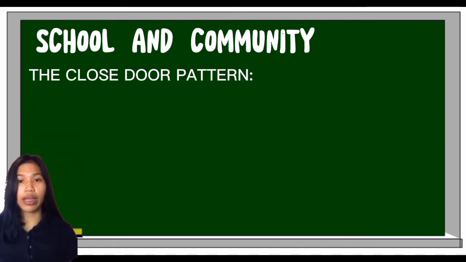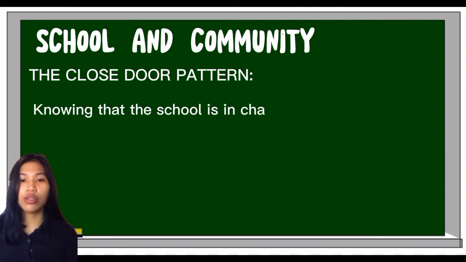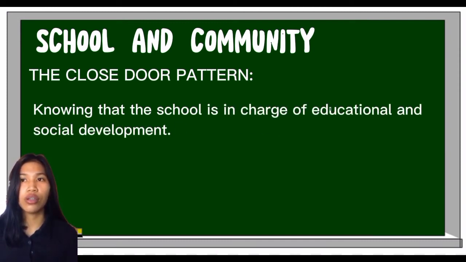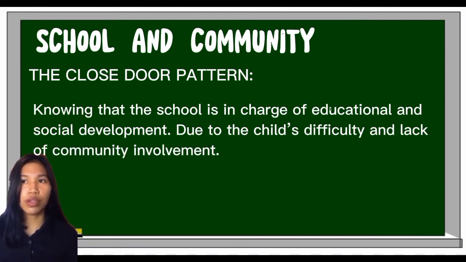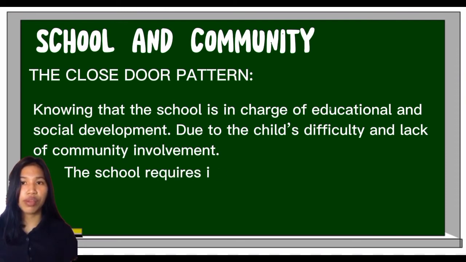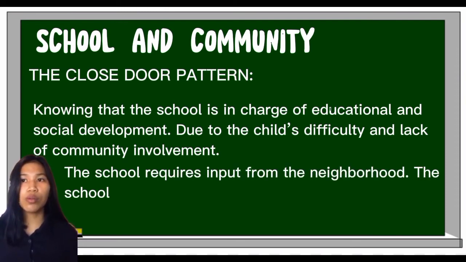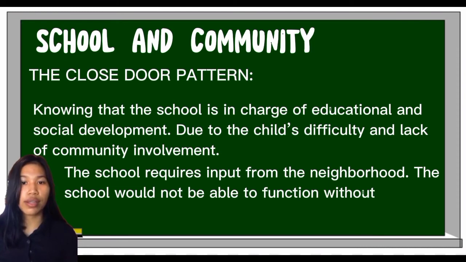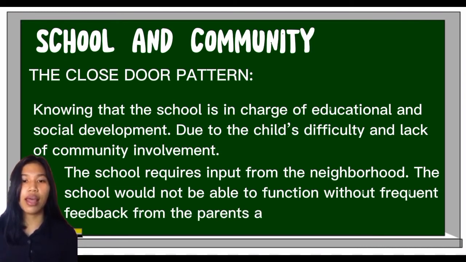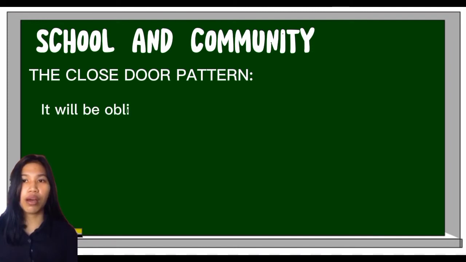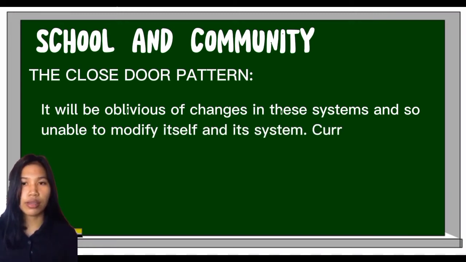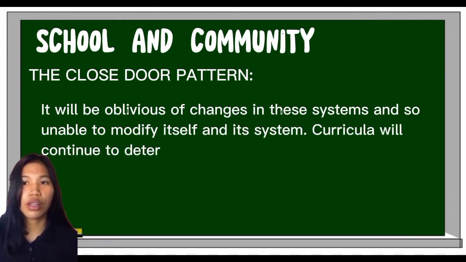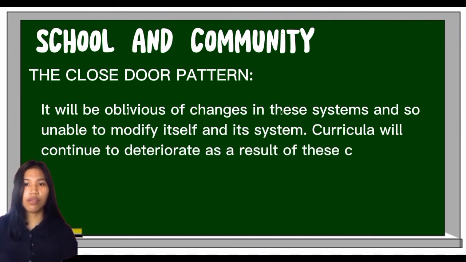The closed door pattern. Meanwhile, knowing that the school is in charge of educational and social development because of the child's problems and community involvement, the school requires feedback from the neighborhood. The school would not be able to function without constant input from the parents and the community. It will be oblivious of changes in these systems and so unable to modify itself and its systems. The curriculum will continue to deteriorate as a result of these changes.